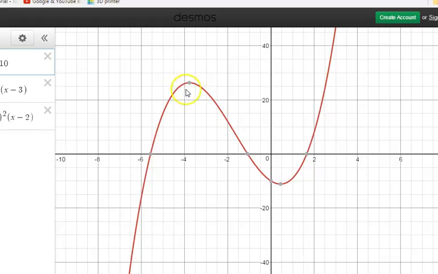The fact is that if a polynomial has degree n, it can have at most n minus 1 turning points. So if we see 2 turning points, we know that the polynomial has degree at least 3.